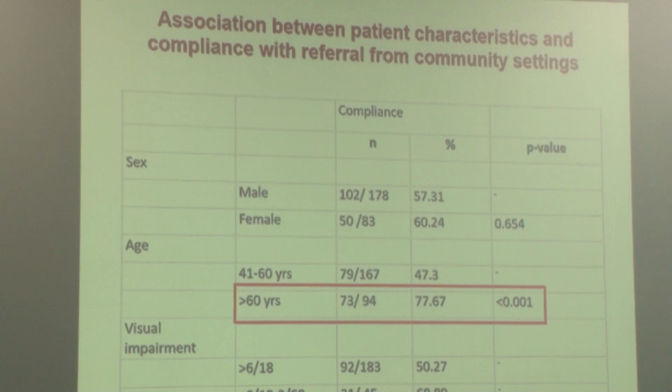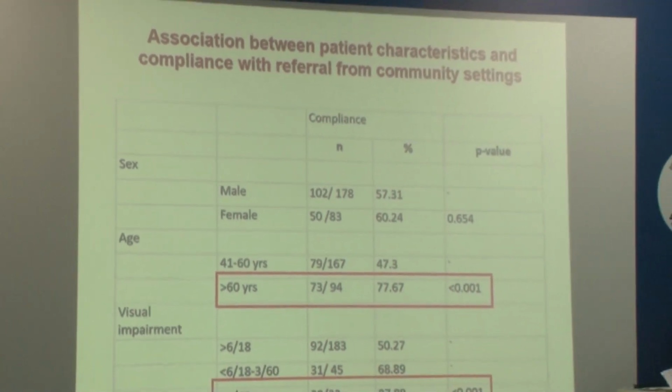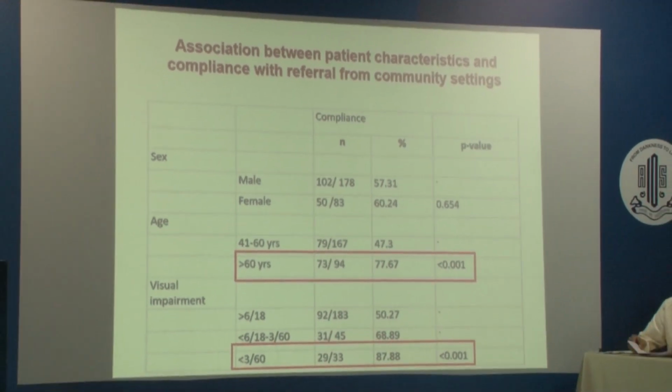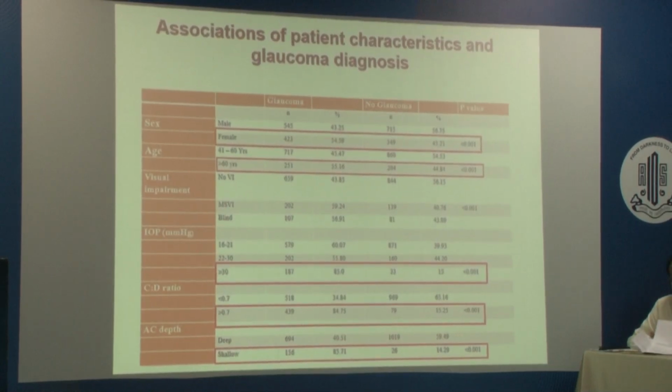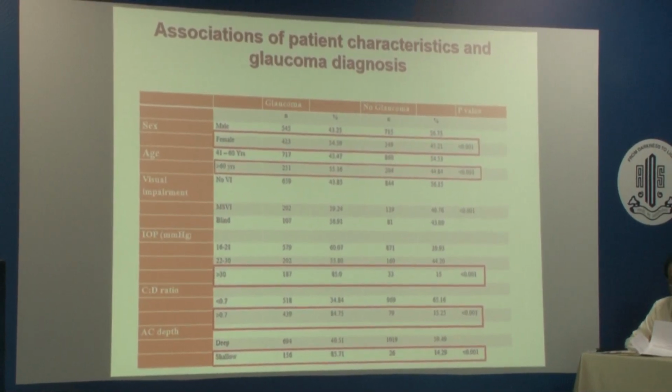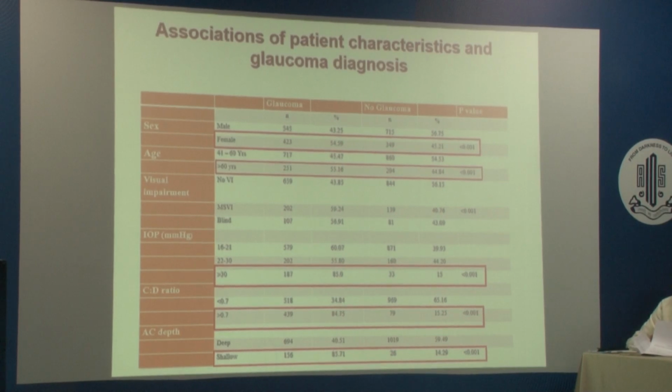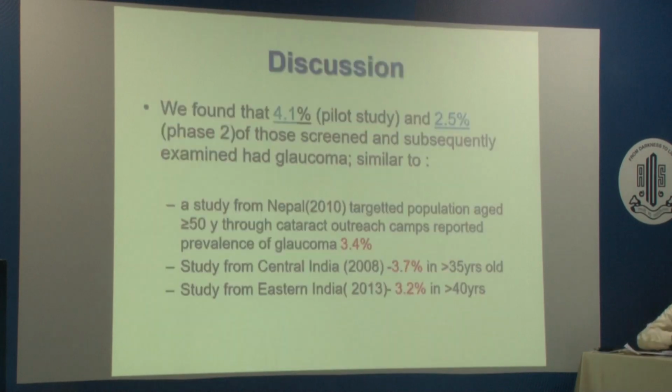Association between the patient characteristics and compliance with referral showed that elderly patients with advanced vision loss were more compliant with the referral from the community settings. Association of patient characteristics and glaucoma diagnosis: females above 60 years of age, intraocular pressure greater than 30, shallow AC, and CD ratio greater than 0.7 were more associated with glaucoma diagnosis.